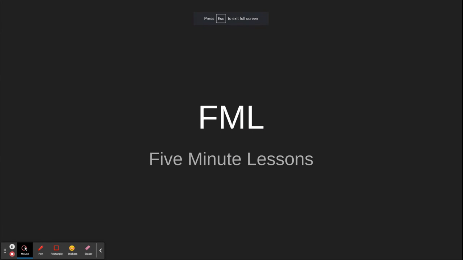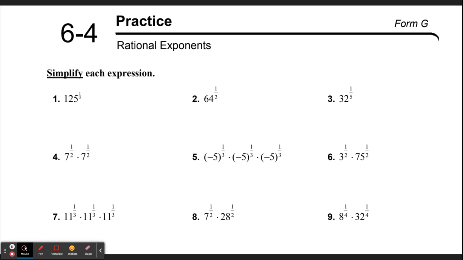All right, boys and girls, 5 minute lessons, rational exponents. Okay, well, let's understand the word first. Rational. Well, ratio is in that word, and a ratio is a fraction. So this is what happens when we have fractions as exponents. Now, it's important you understand what this means. It just means this.